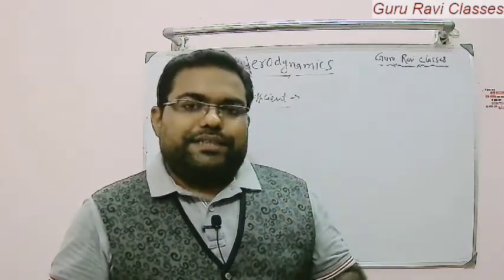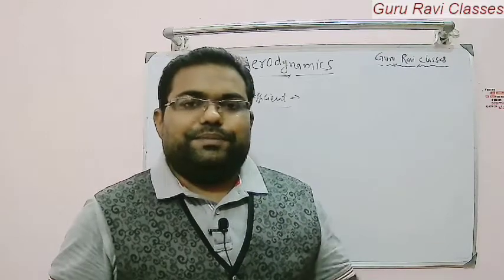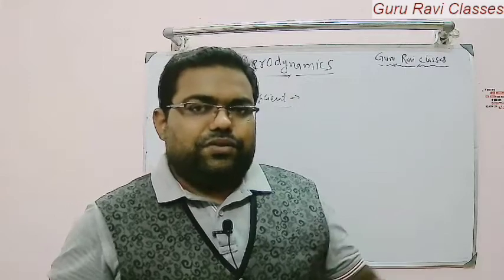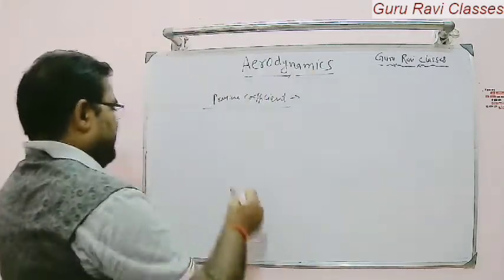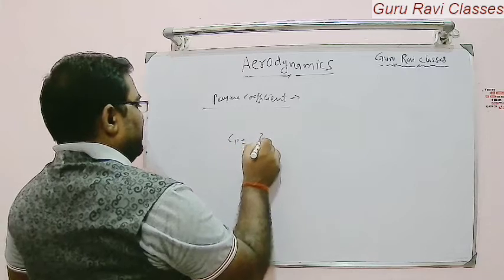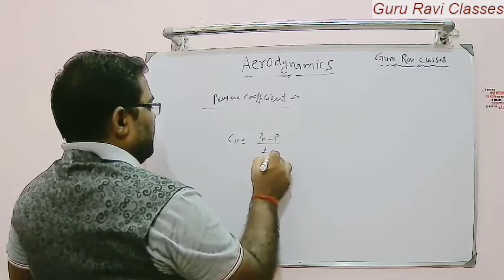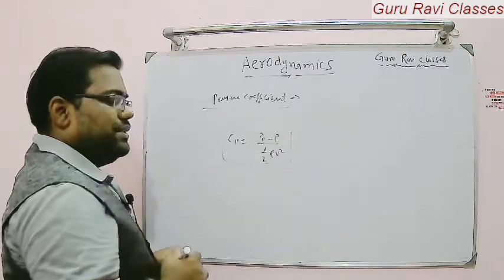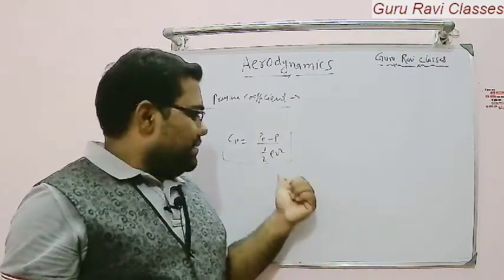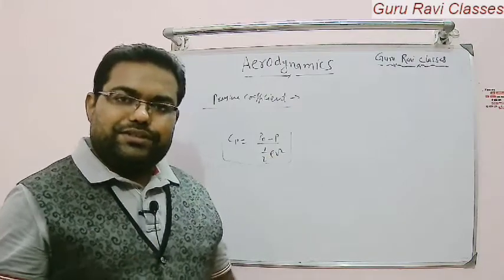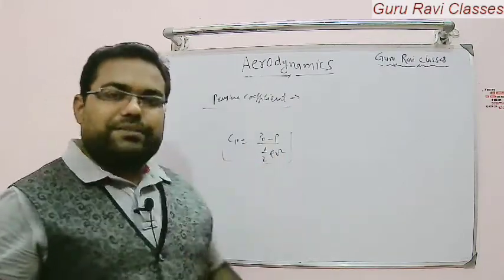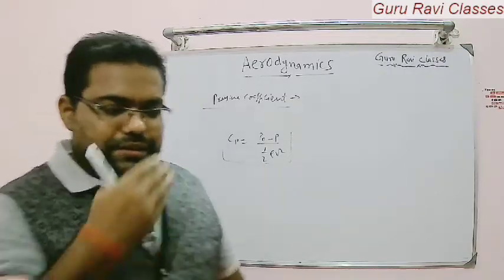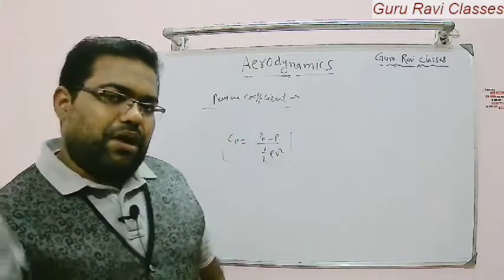So in aerodynamics, we always express pressure in non-dimensional form, that is called pressure coefficient. If we define pressure coefficient, it is P naught minus P divided by half rho V square. If you look at this equation, P naught minus P is dynamic pressure, and half rho V square is also dynamic pressure. So dynamic pressure by dynamic pressure is a non-dimensional term, right? And this is known as pressure coefficient.